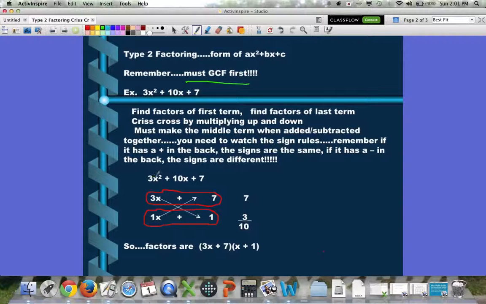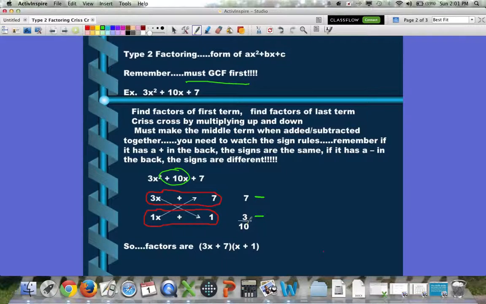So in this example, 3x squared plus 10x plus 7, I want to find the factors of 3, or things that multiply to give you 3. I put down 3 and 1. Then I want to find the things that multiply to give you 7, so I wrote down 7 and 1. I'm going to multiply up, that's 1 times 7, and I put it right here. And then 3 times 1, I'll put it right here. Now, I needed to make a positive 10, so that's what I've got down here. Does 7 and 3 make 10?